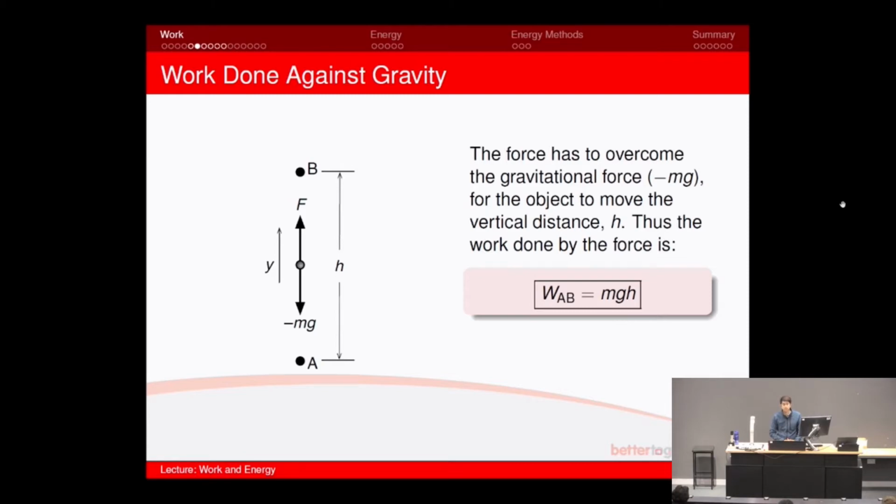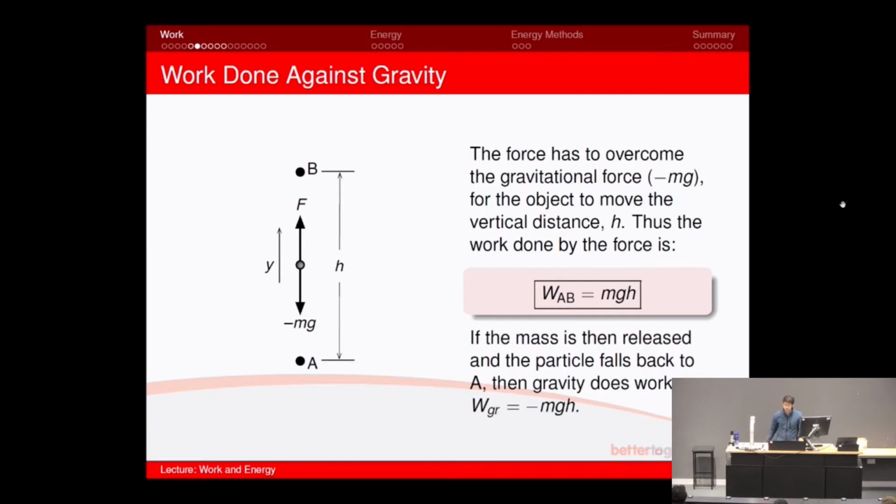mass times gravitational acceleration times the height it moved up or down, and that is the work done by gravity. It's again force times distance. In this case, the force is just mass times gravitational acceleration, where we usually just have F equals ma. Now it's F equals mg for when you're considering gravity. And then the distance is the height change for the particle.